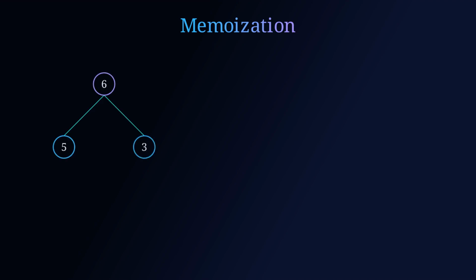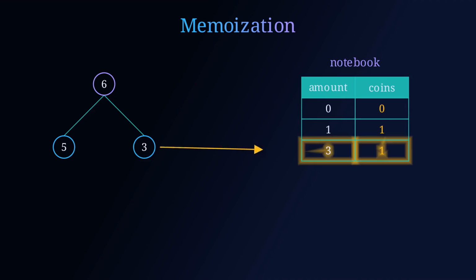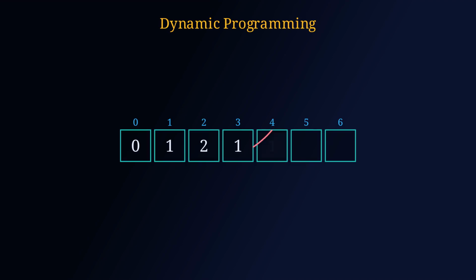This act of remembering has a name, memoization. We keep a notebook, and the first time we compute an amount, we write its answer down. Every later time we need it, we just read the notebook instead of recomputing. Solve once, reuse forever.